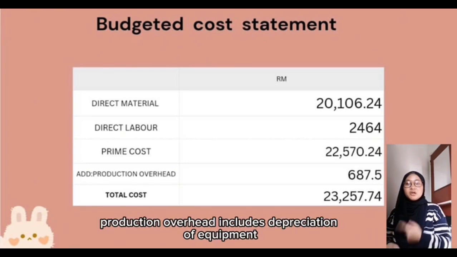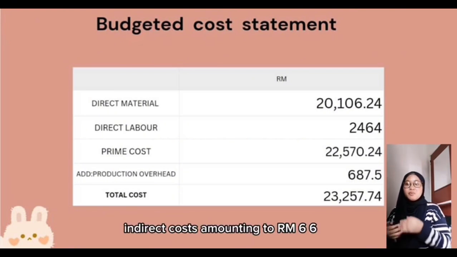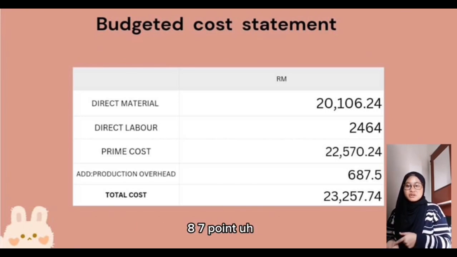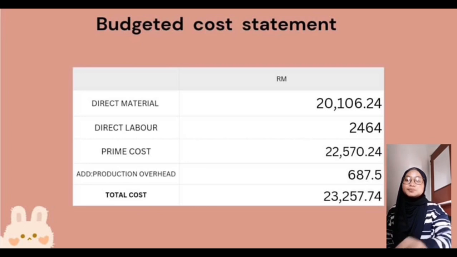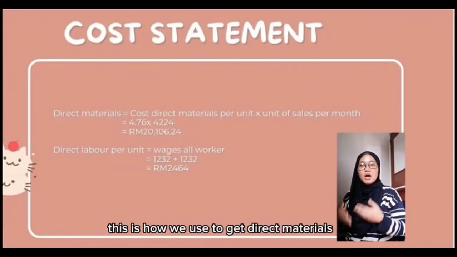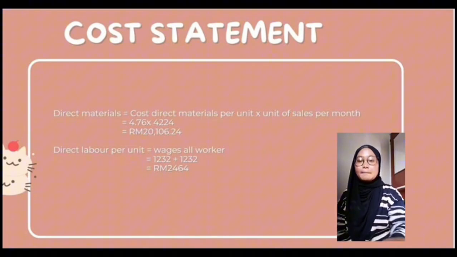Production overhead includes depreciation of equipment, rental, utilities, and Wi-Fi, and other indirect costs amounting to RM687.50 monthly for RM0.16 per unit. This is how we get direct materials and direct labor.